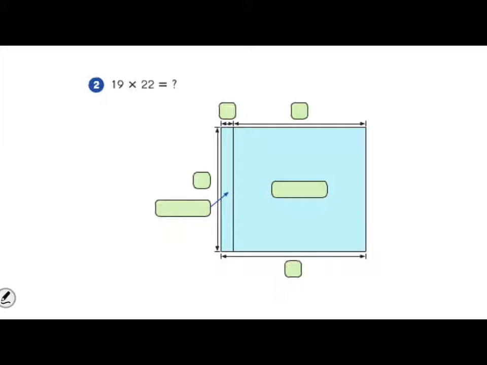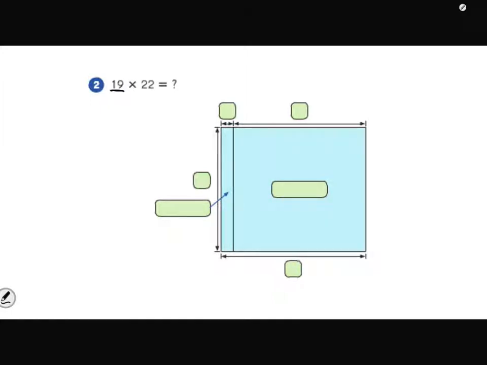Now, if I'm looking at this, I'm noticing that 19 is the smaller number and 22 is bigger. If I'm looking at this area model, I think that this is the smaller of the two lines. So then I'm going to make this side 19, and then I'm going to make this side 22. Okay? Now, what I have to do is I need to break apart that number, because as a reminder, I don't know how to solve 19 times 22 like that. So I need to break apart that number.